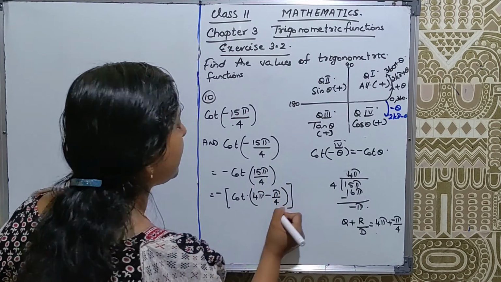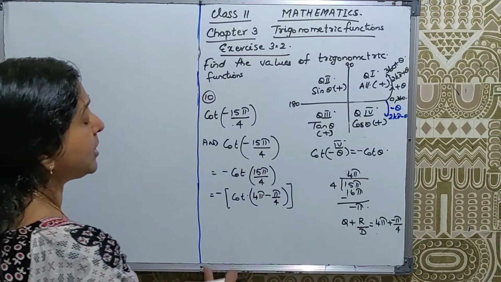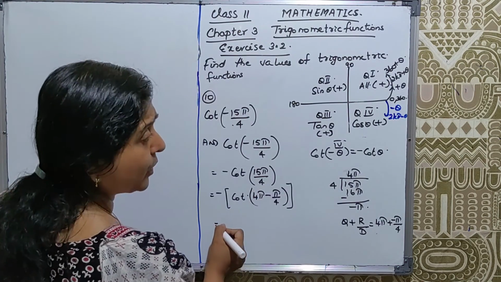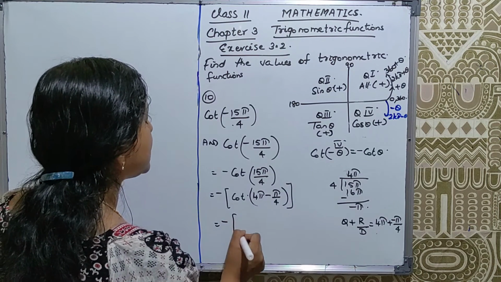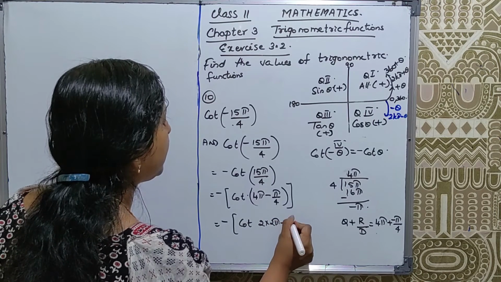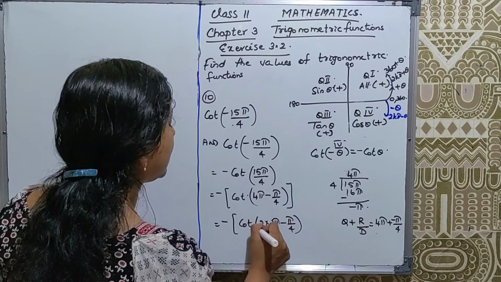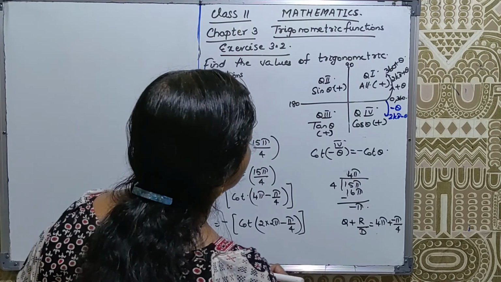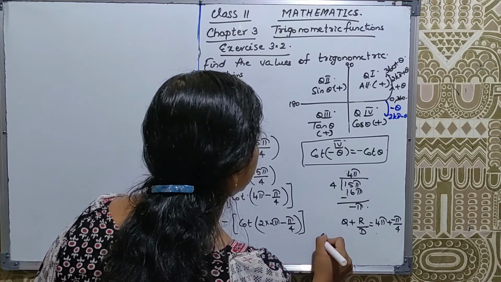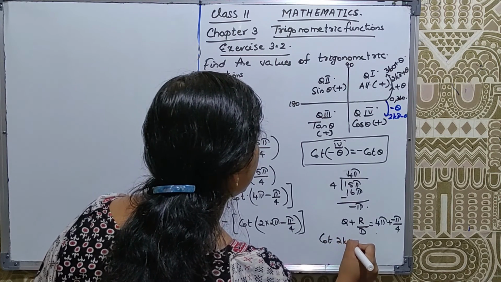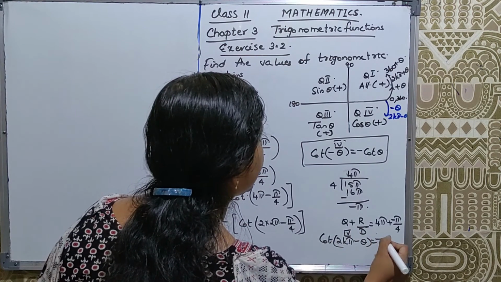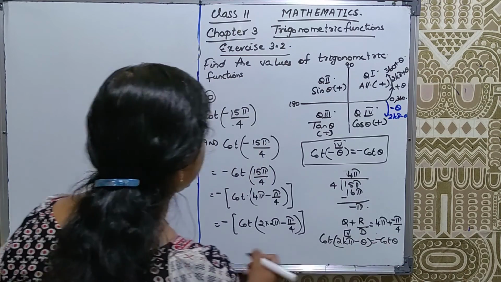All the multiples of 2π can be either odd or even. So it will be equal to minus cot. I'll just write that one as 2 into 2π minus π/4. So it will be equal to cot(2kπ − θ). Cot(2kπ − θ) will belong to the fourth quadrant. In the fourth quadrant, cot will be negative, again minus cot θ.